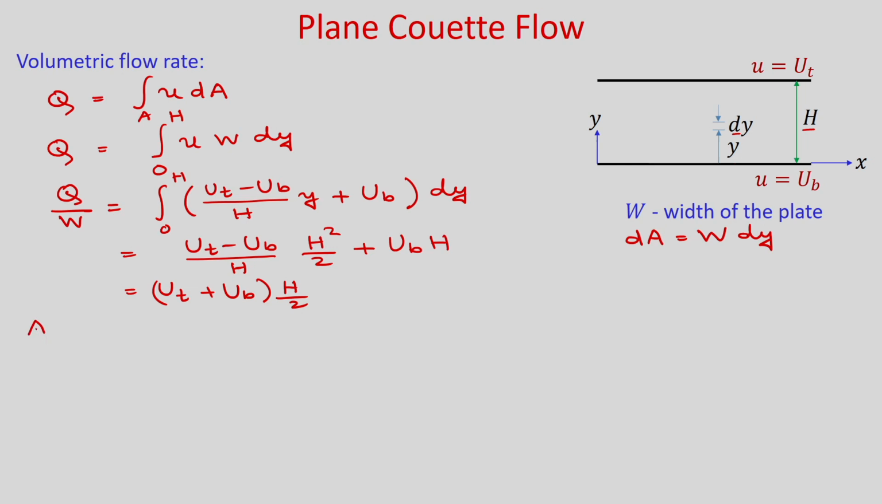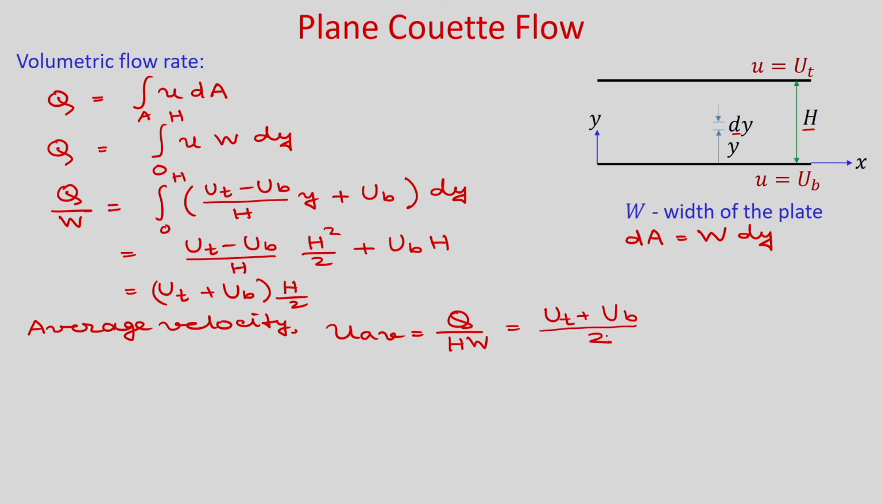Now you can calculate the average velocity. The average velocity u average will be just Q divided by the area. What is the area? The flow area is H into W. So, we take Q by W, this expression, divided by H. It will be u t plus u b divided by 2.